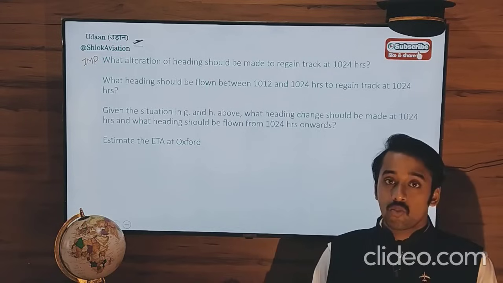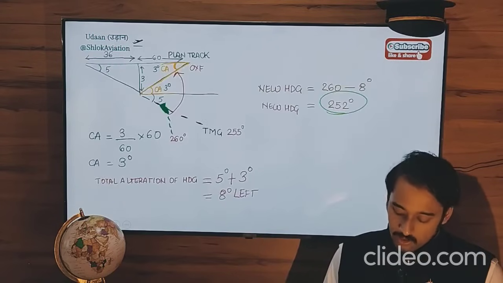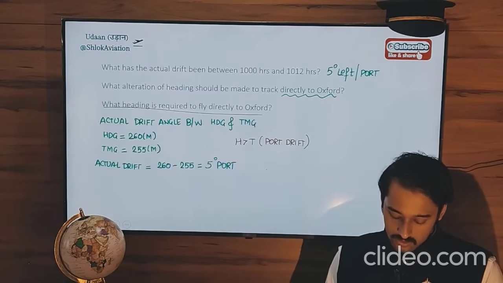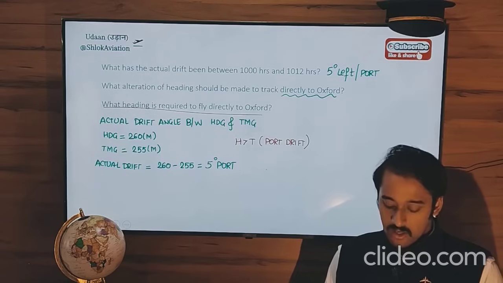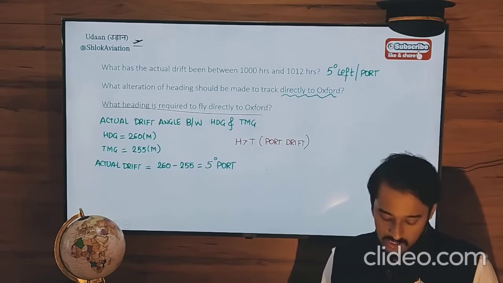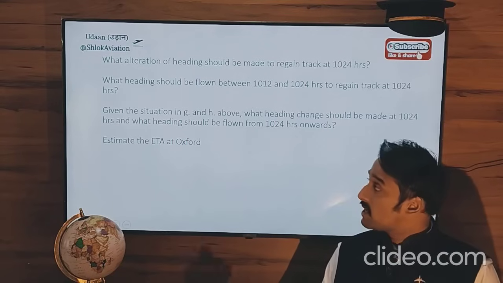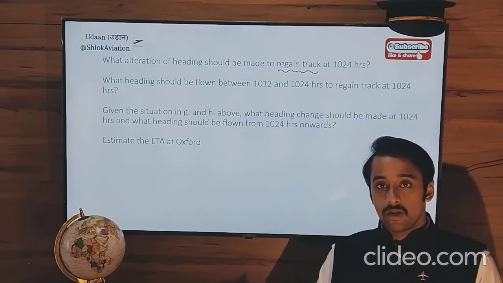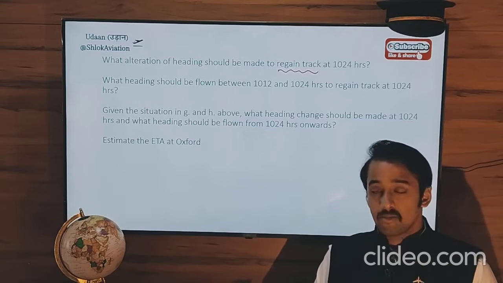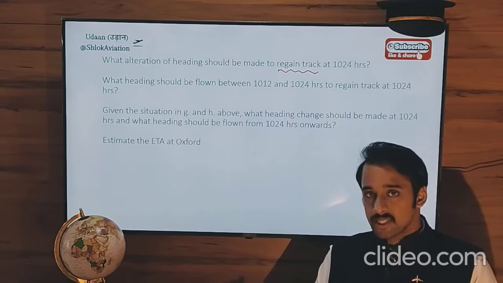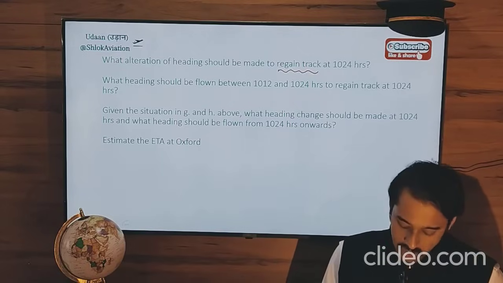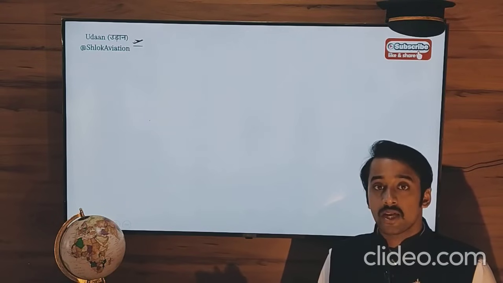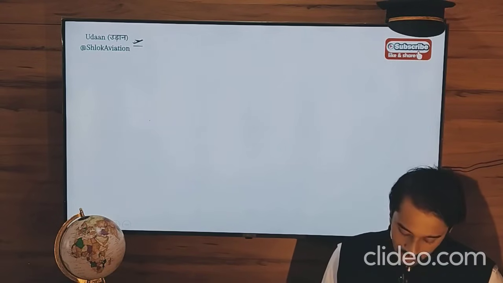The very important question is what alteration of heading. So far we have calculated the closing angle and the heading that is required to fly directly to Oxford. Now the new question is: what alteration of heading is required to regain track? Now here they have told you that you have to regain track. That means you don't have to fly directly to Oxford like previously, but you have to regain the track. So when you are asked about regaining your track, you will use the double track error method. So let's draw the triangle.